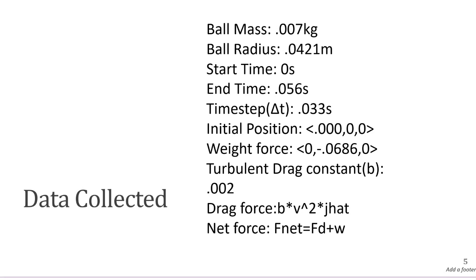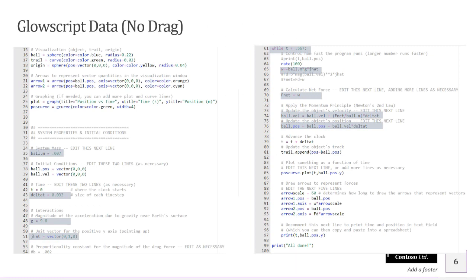In the next slide, I will show how I implemented this data into the GlowScript code in order to get a graph. Here's the code for the no drag model. As seen here, everything that is highlighted is very essential to graphing this model. Here we have the mass of the lip balm being 0.007 and delta t, or the time step, being 0.033. But what's very important to this experiment is that the acceleration equals gravity, in this case where g is 9.8, and that j hat is 0, 1, 0, as we only care about the y direction. These two factors alone with the mass of the lip balm are essential to compute the weight force.